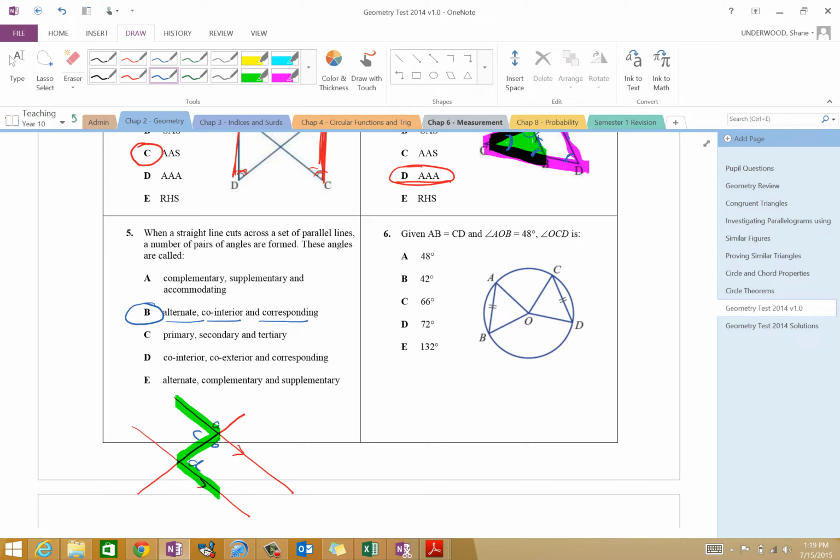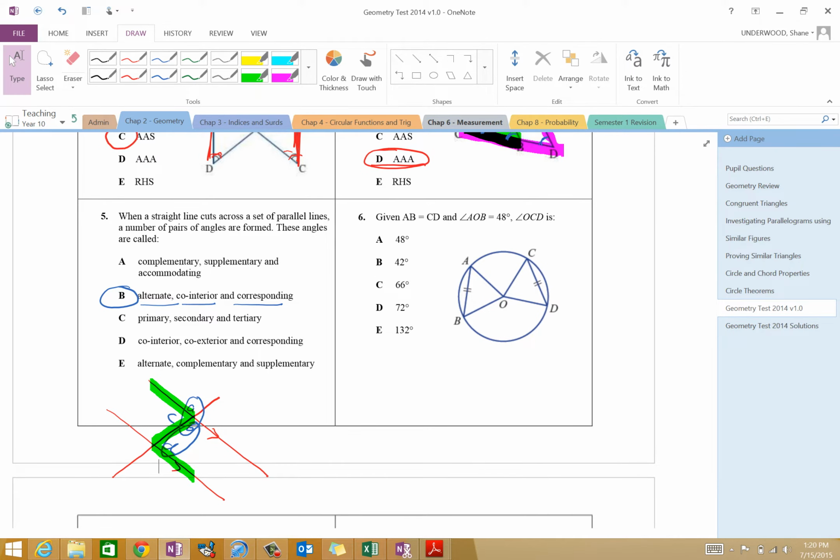Okay, now which one of those angles are alternate? A and B. A and B are alternate. What about co-interior? B and D. B and D are co-interior. And what about corresponding? C and D. Beautiful. Well done.